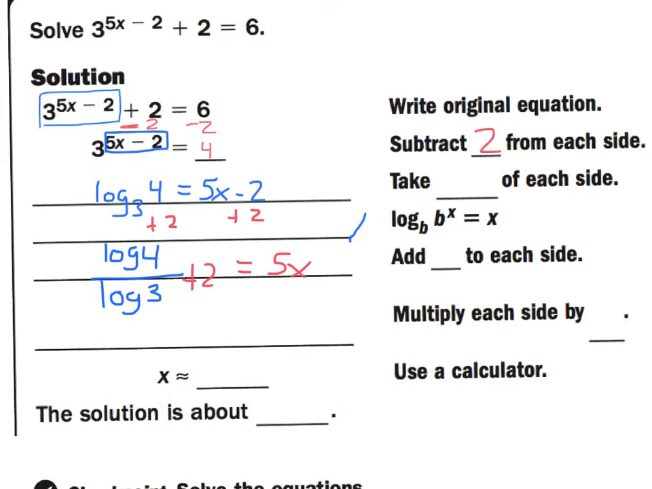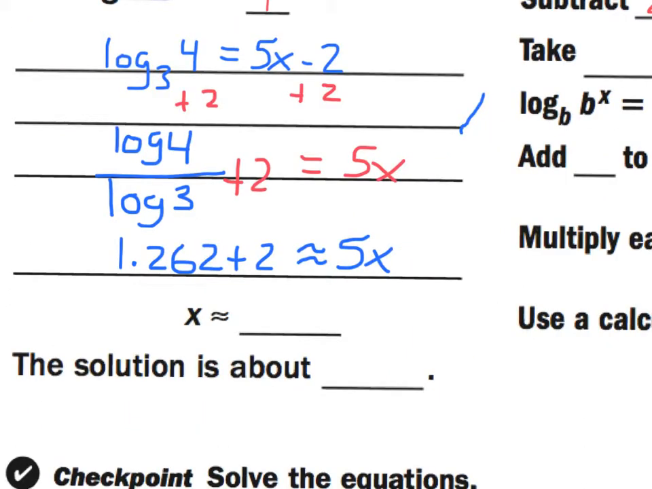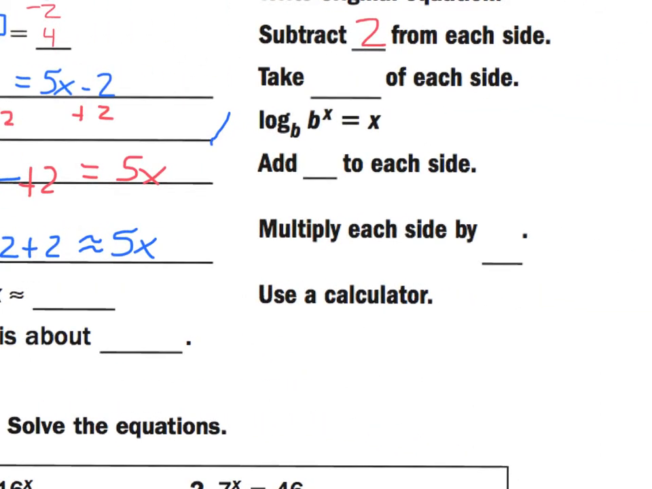Now, it's probably easier at this stage to calculate this real quick, okay? So let's do log 4 over log 3 to find out that decimal. I did the change of base formula to get 1.262. The plus 2 stays plus 2. You could add those together now, that's fine. And notice over here, I have to divide by 5 or multiply by 1/5. Multiply each side by 1/5, which is the same as dividing by 5.